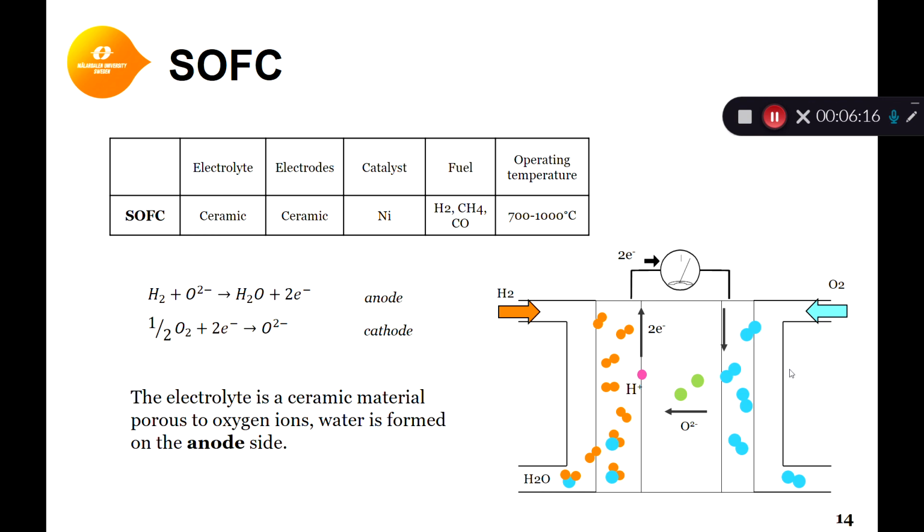Solid oxide fuel cells also are considered high temperature fuel cells. Operating temperature is even higher than MCFC. Their electrolyte is of a ceramic material. The reactions that occur inside are again between hydrogen and oxygen, but differently from PEM, it is the oxygen ion that is transported from the cathode side to the anode side, where it reacts with hydrogen and forms water at the anode side.